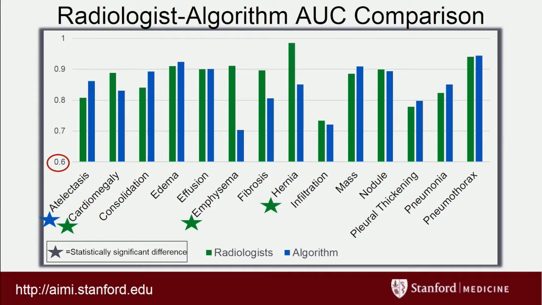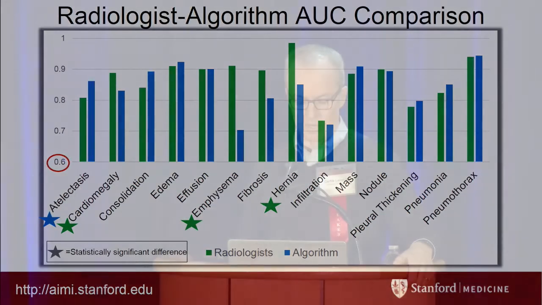And here is just a comparison. Note the scale here, but this is a comparison of the area under the ROC curve for the various conditions. You can see that the model was better than the humans in 1. The humans were better than the model in 3, and there was no difference in the other conditions. So again, we're getting close to human-level performance, or at least an algorithm that would help a human radiologist interpret a chest radiograph.